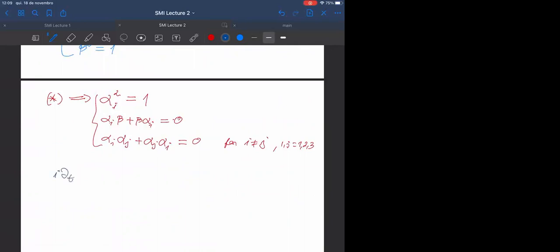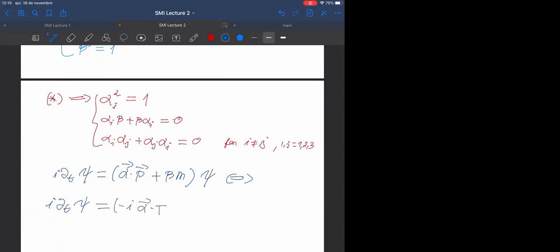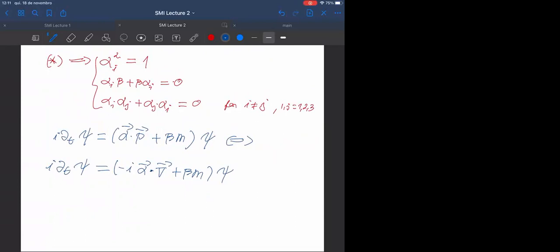So i ∂t psi is going to be alpha dot p plus beta m psi. And now we can use again the fact that p equals minus i times the gradient. So i ∂t psi is going to be minus i alpha dot gradient plus beta m psi, right, because we are using the fact that p equals minus i gradient.